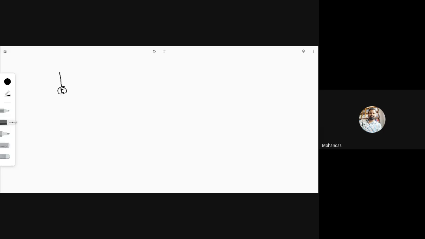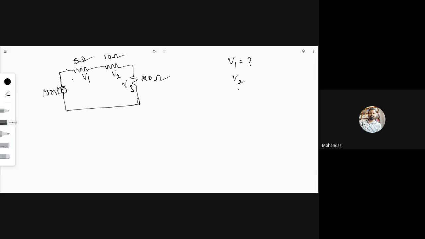Given a 100 volt source, with plus and minus terminals. If the problem is given like this, with a 5 ohm resistor, a 10 ohm resistor, and a 20 ohm resistor, and if they ask for the voltage drops across the 5 ohm resistor, V2 and V3, how to calculate? So the problem is asking about V1, V2 and V3.